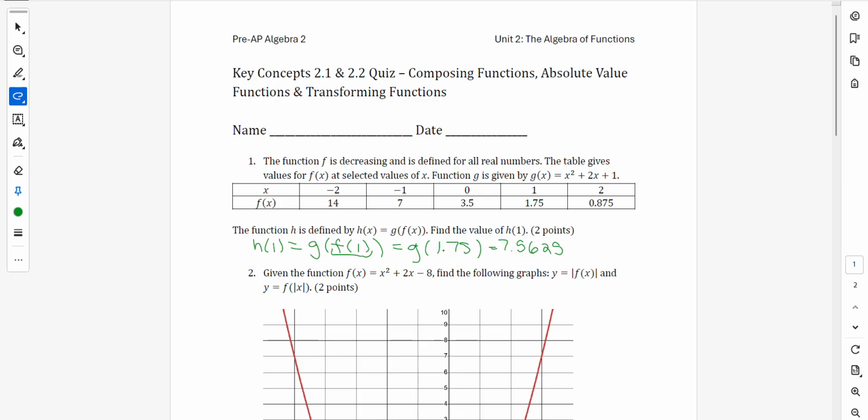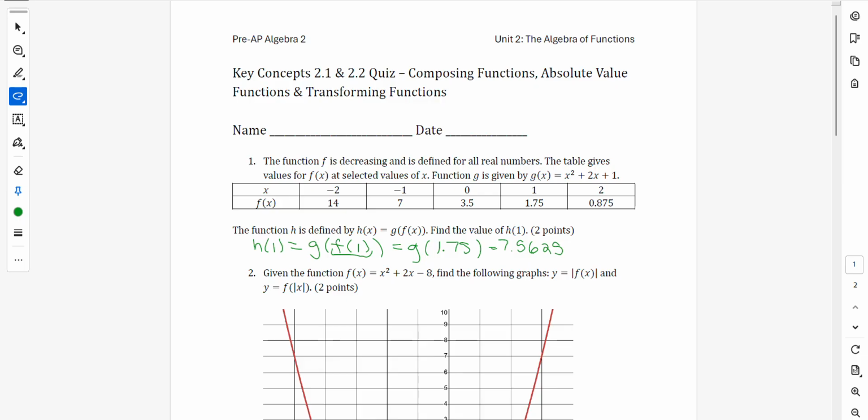Great. So yep, 7.5625. We could also do this if I gave you an equation and maybe a graph, or maybe a graph and a table. I could have done that as well. The only type of function that I wanted to put in here was a verbal description of a function. So, all right. Are there any questions about this first one?